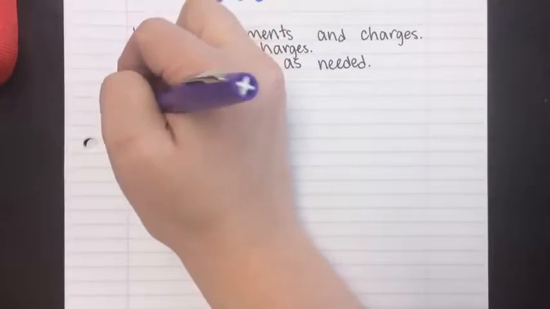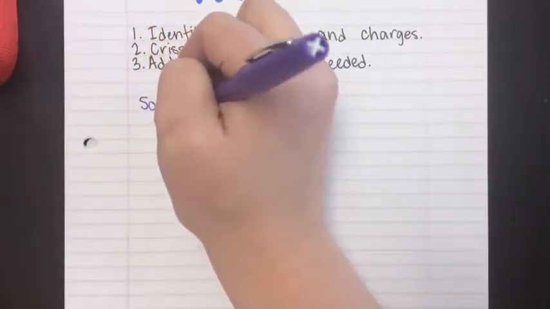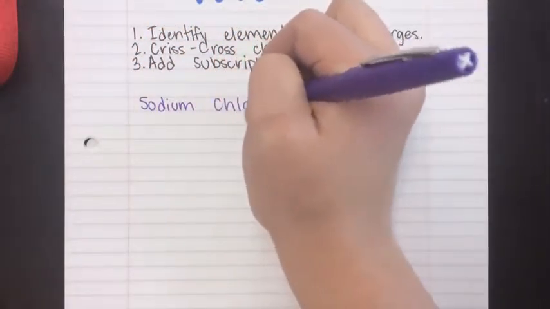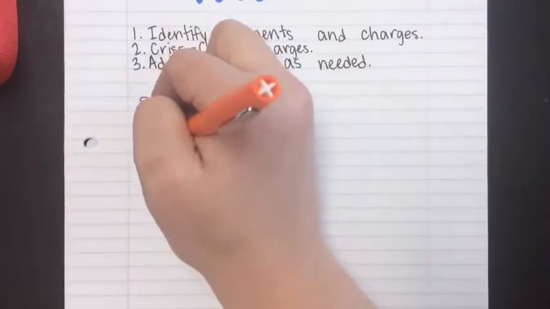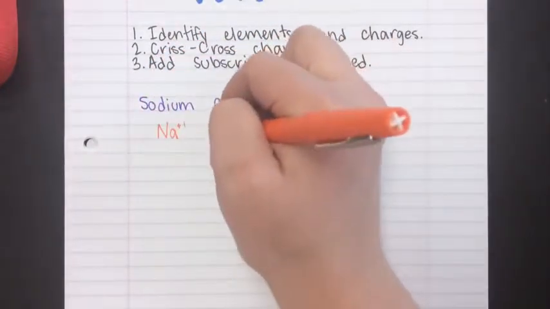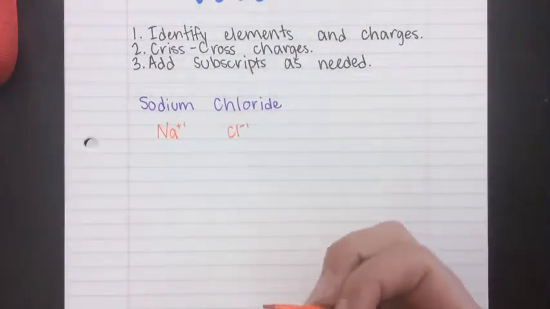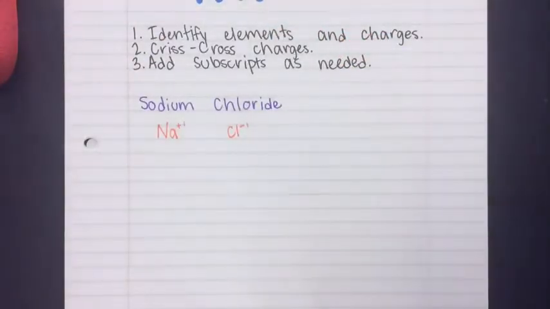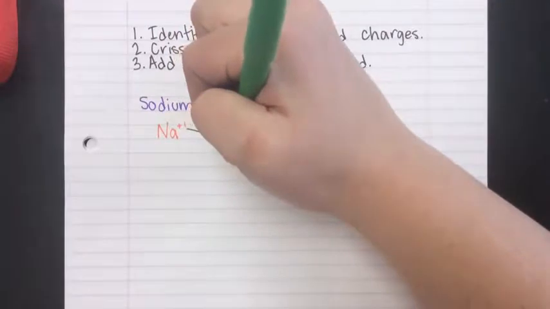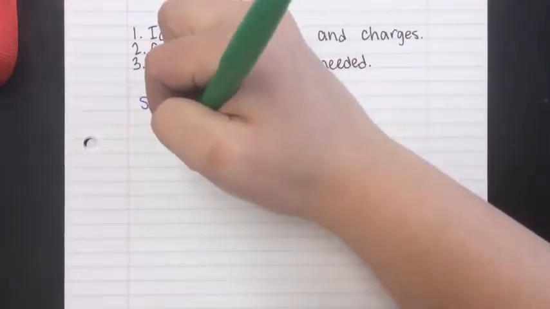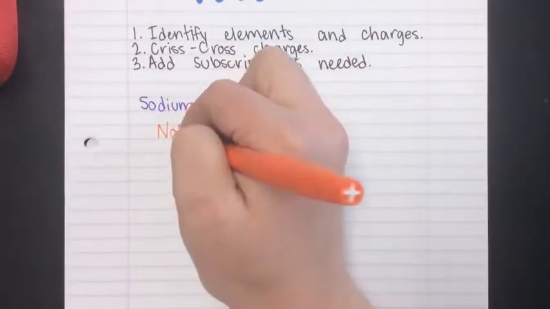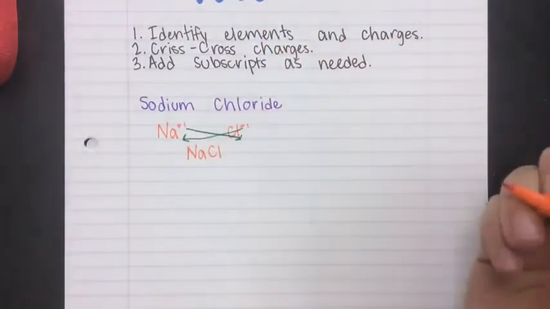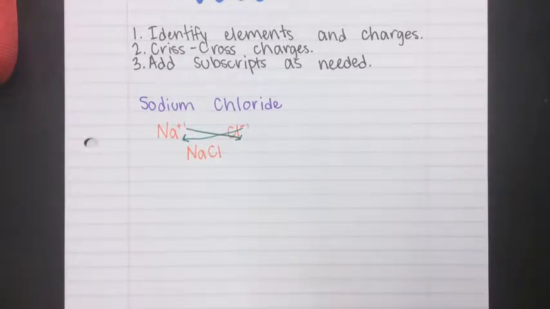Let's practice writing some charge-balanced ionic formulas. The first formula we are going to write is sodium chloride. First, I am going to identify the symbolic elements for both sodium and chloride. Na for sodium, which has a +1 charge, and Cl for chloride with a -1 charge. When I crisscross my charges, my subscripts end up being 1s. We do not write 1s in subscripts, so my final formula is NaCl.